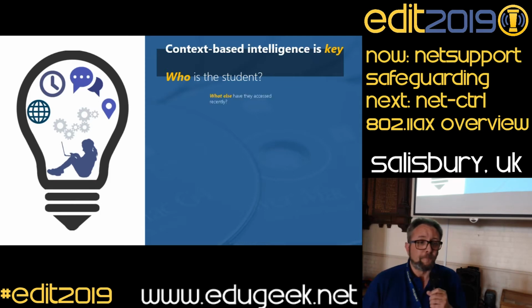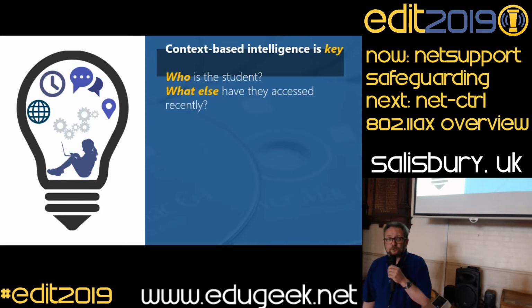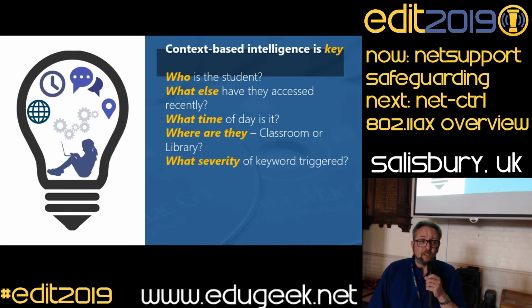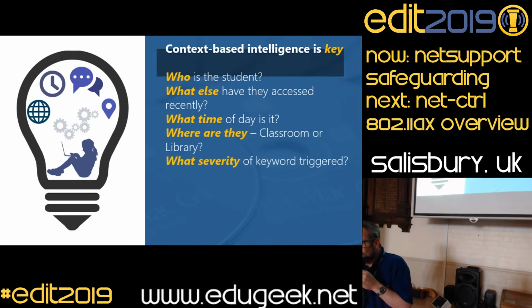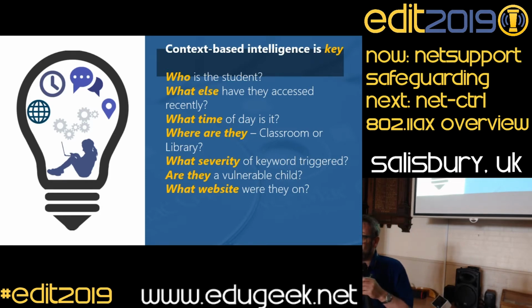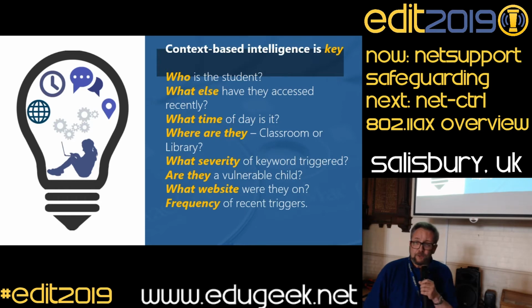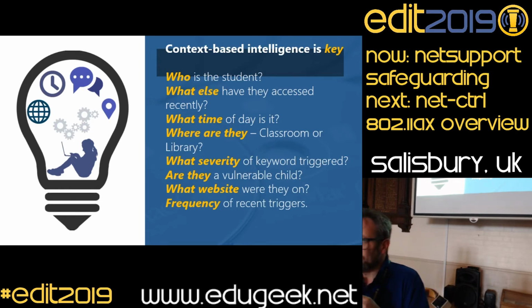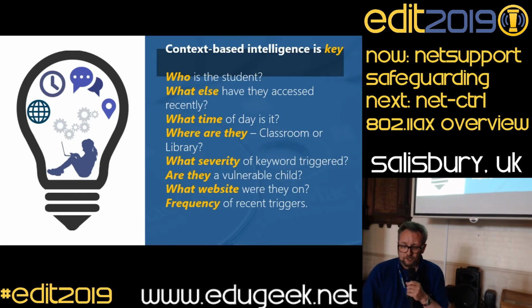Who is the student? What else have they accessed recently? What time of day is it? Where are they, classroom or library? What severity of keyword? Was it a low-risk keyword? Was it something where we have that element of immediacy? Are they a vulnerable child? What website were they on? Was it a high or low risk? Was it a forum versus a content-based website? Frequency of recent triggers? Surely if someone's triggered something once versus triggered it 5 or 10 times in the last few days, we would make a judgment about whether there's a genuine interest and an associated risk with that.